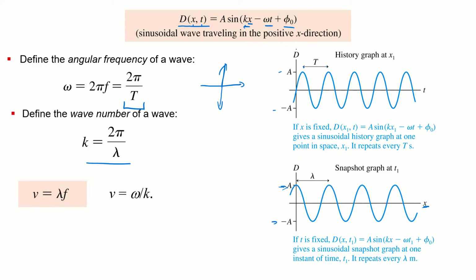This phase constant, phi naught, is what we call that. It's just a constant term in the argument that does the same sort of thing that the phase constant did with simple harmonic motion, in that it allows us to describe arbitrary initial conditions.